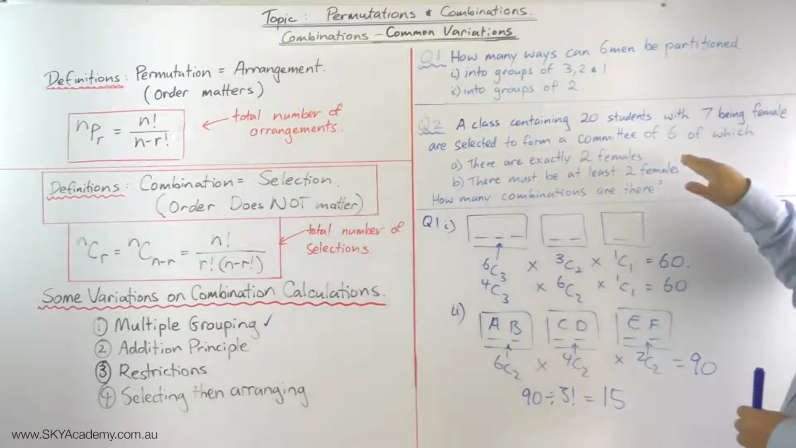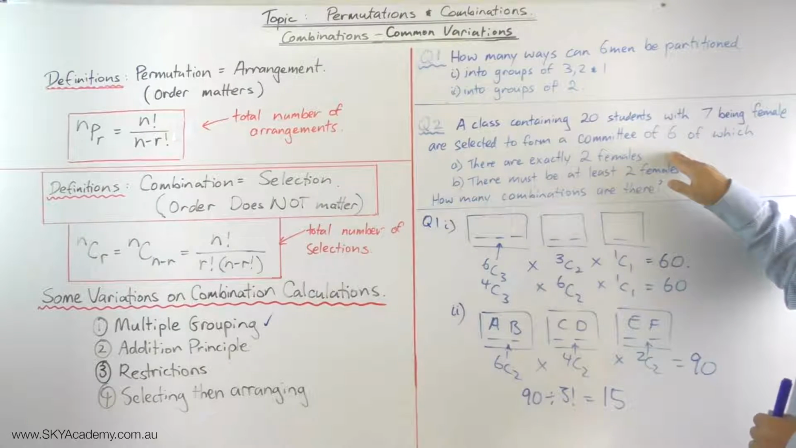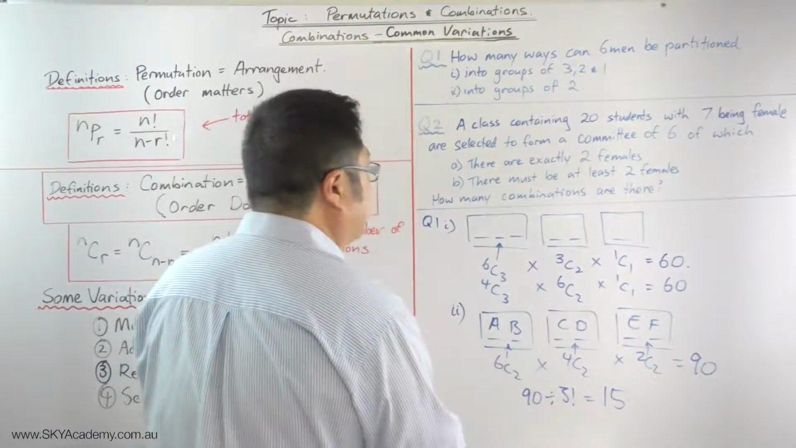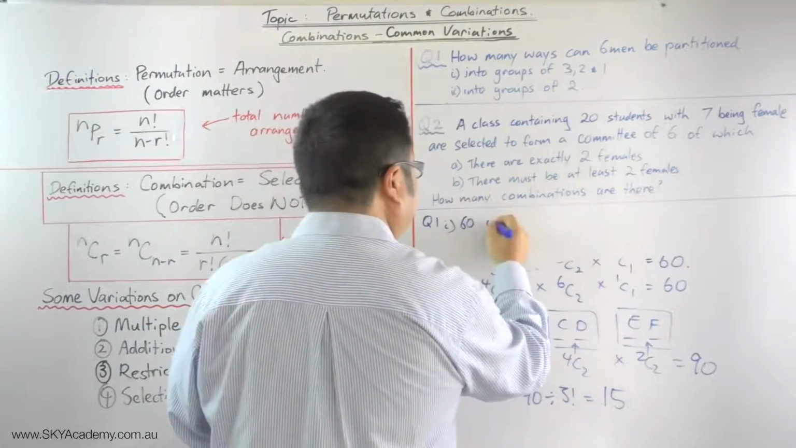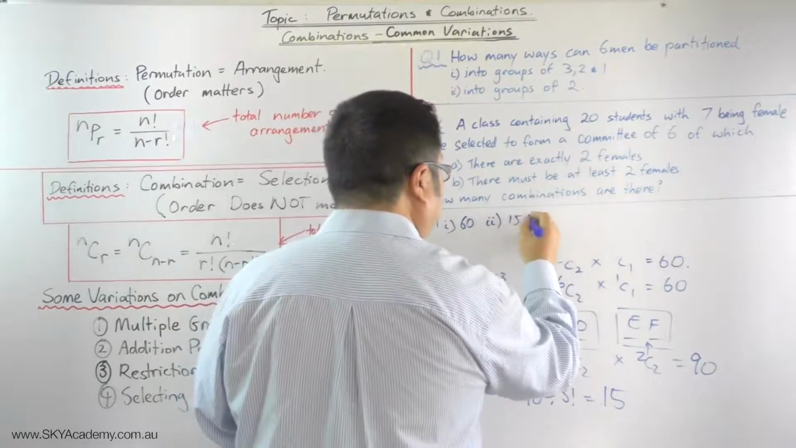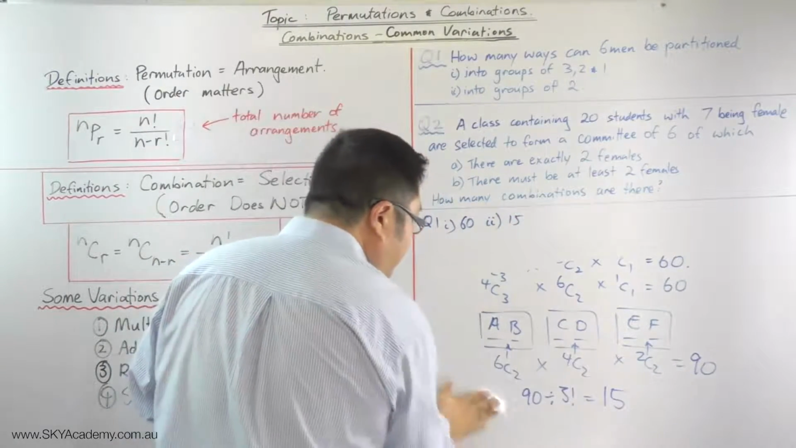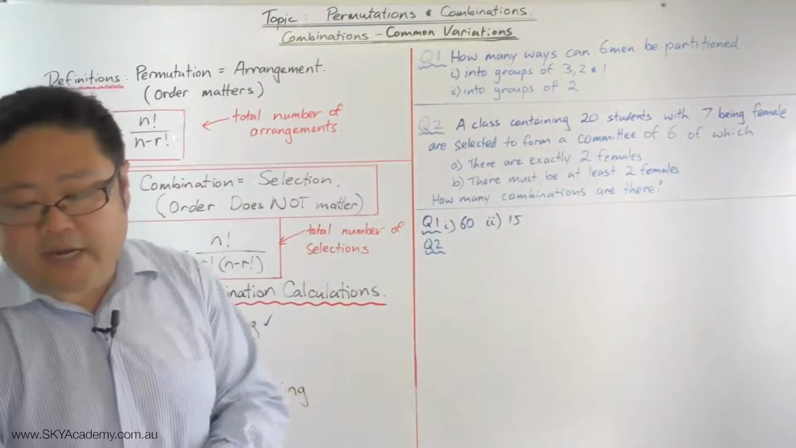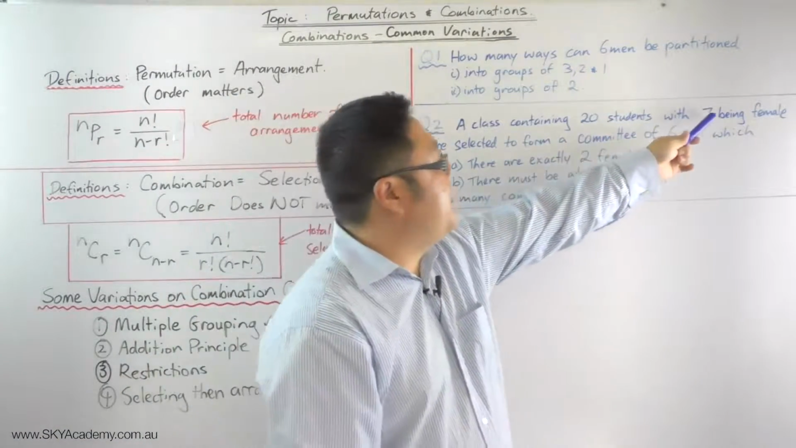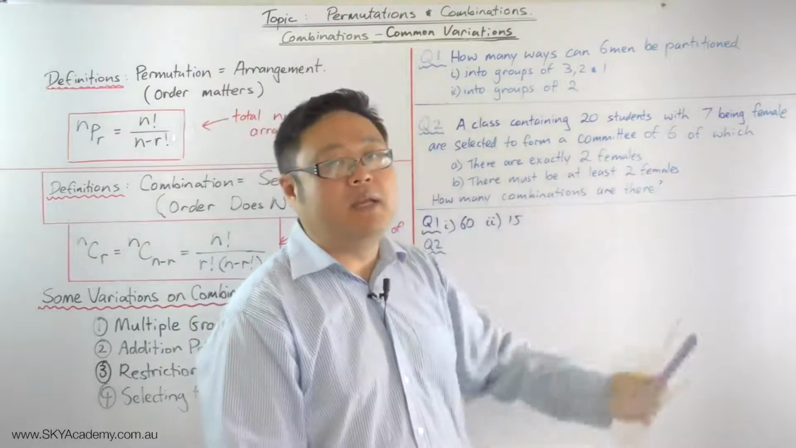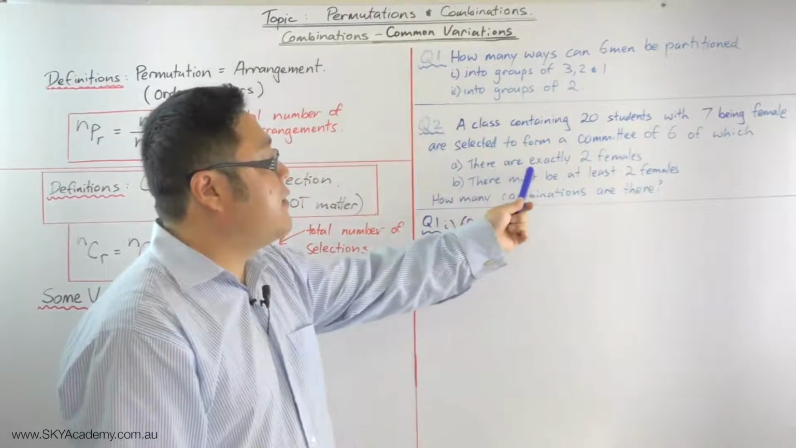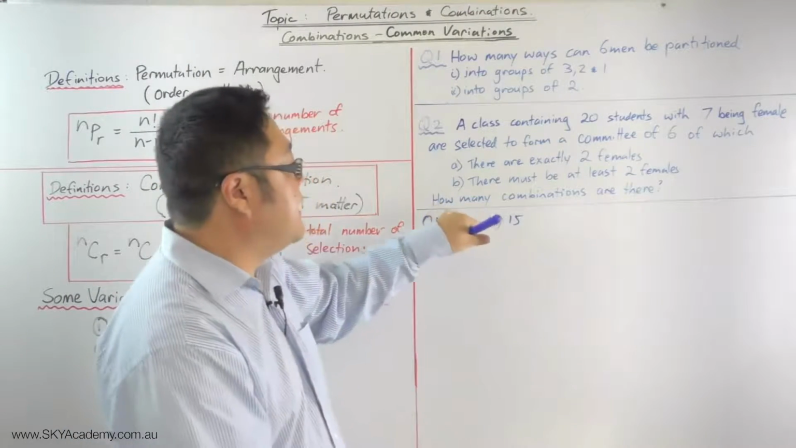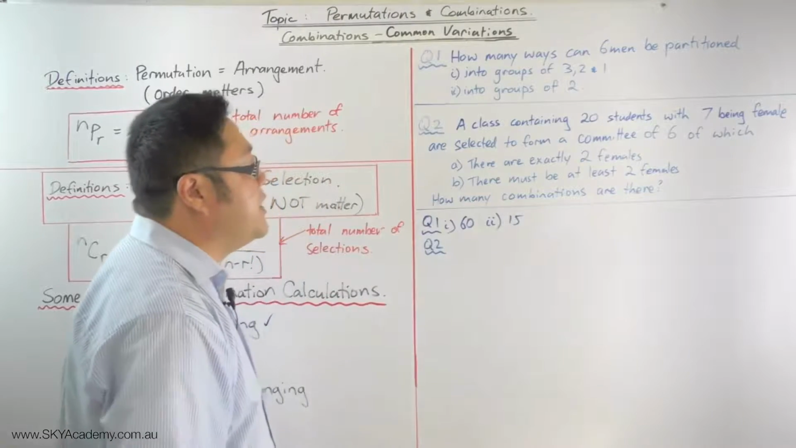What I would like to do now is have a look at question 2. All right, let's have a look at question 2. Let me rub off this side of the board. Now, question 1 is, what was it, 60? And question 2 was 15, yeah? Now, let's have a look at this particular question. Question 2. It says a class containing 20 students with 7 being female are selected to form a committee of 6, of which there are exactly 2 females, right? So how many different ways are there of combining them, or how many different combinations are there?